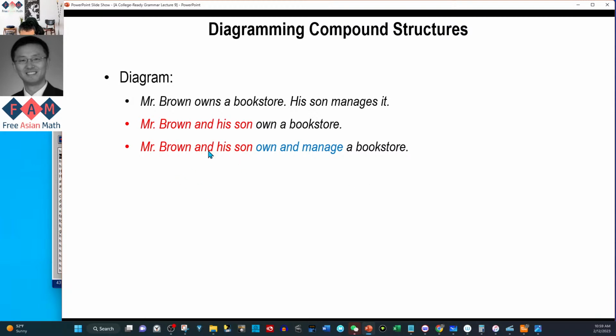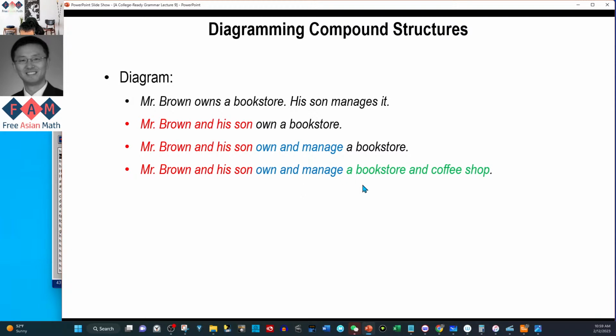But technically, this sentence is still a simple sentence, despite the fact that you have two subjects and they perform two actions, because this is a compound predicate, own and manage it. It doesn't mean that you have two actions or two verbs. Yes, you do have two verbs, but logically, it's just a single verb for the sentence. The two must go together, own and manage. So if you diagram it, you will see that.